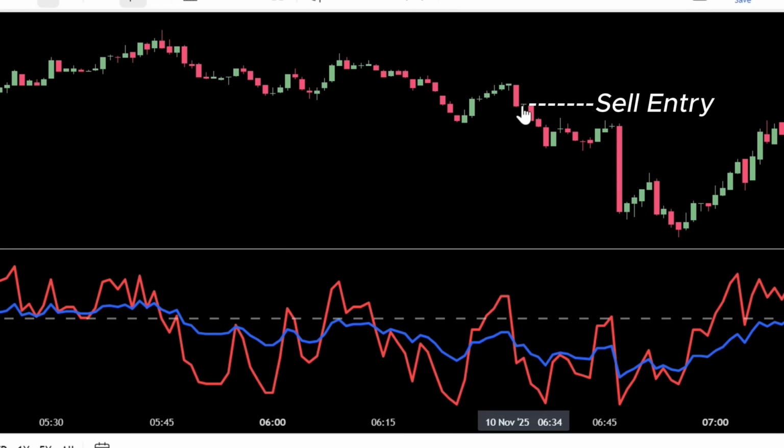For the stop loss, place it above the previous swing high, right here, to protect the trade in case the price reverses. For the take profit, use a risk-to-reward ratio of 2, so the target is about twice the distance from entry to stop loss. As you watch the chart, the price moves down and hits our target, showing a successful trade.